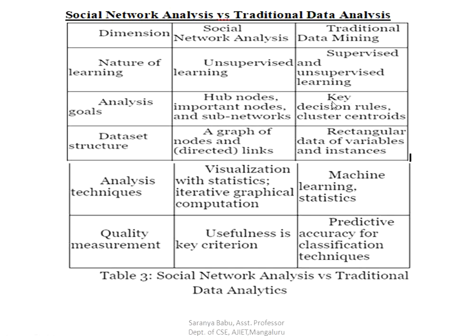In traditional data mining, decision rules, cluster centroids and similar things are used. Next, data set structure. What structure do you use for SNA? A graph of nodes and links. Coming to data mining, it is rectangular data of variables and instances. Coming to analysis technique: visualization with statistics and iterative graphical computation for SNA, then machine learning and statistics for data mining. Quality measurement: usefulness is the key criterion for SNA, and predictive accuracy for classification techniques in data mining. So these are the differences.